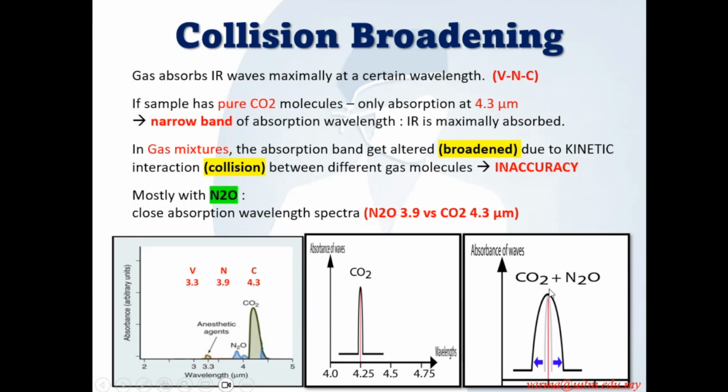When there is nitrous oxide, this absorption band, which is tall and narrow, becomes broadened. So it affects the accuracy of the concentration measurement of the carbon dioxide. So this is collision broadening. The effect is it affects the accuracy.